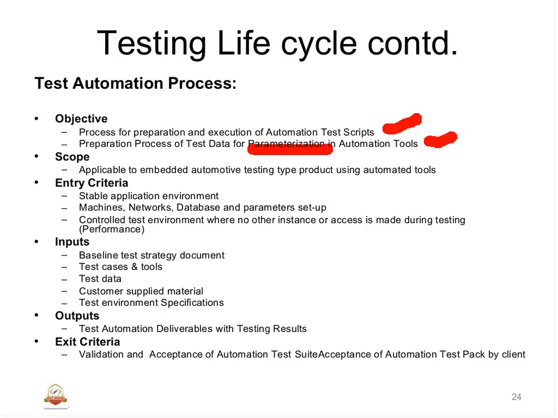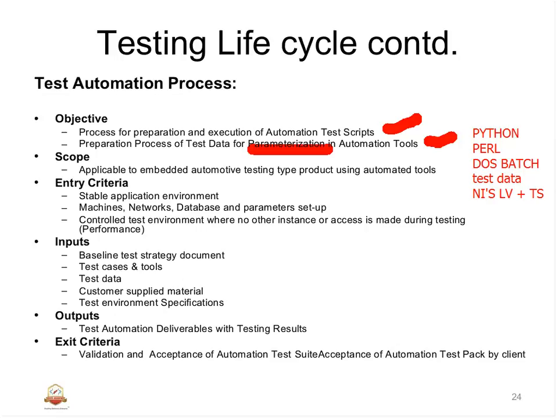Scope is the same. Entry is a stable application environment. That means once we are ready to do the automation, it should not crumble in between. That means it cannot fail, so it's difficult to find out. Once we are good to run all the tests, then we are going to have a batch execution. For that, we need to have a stable environment. That means the testing environment, whatever you are going to execute, should be stable enough to take care of all this automation. Of course, the machines, network, database, and parameters should all be set up for taking care of the test automation. Then control the test environment where no other instances or access is made during the test. That means there is no compromise on the performance of the test.